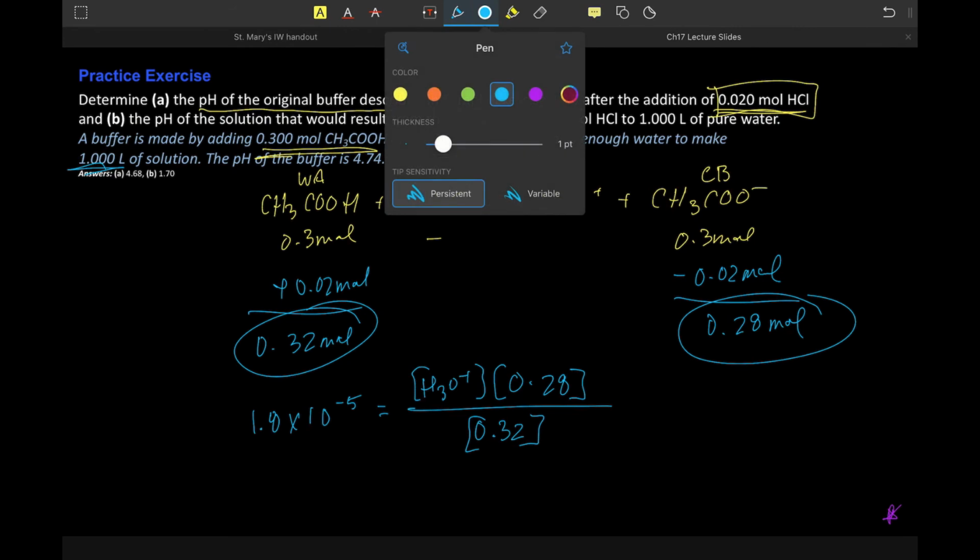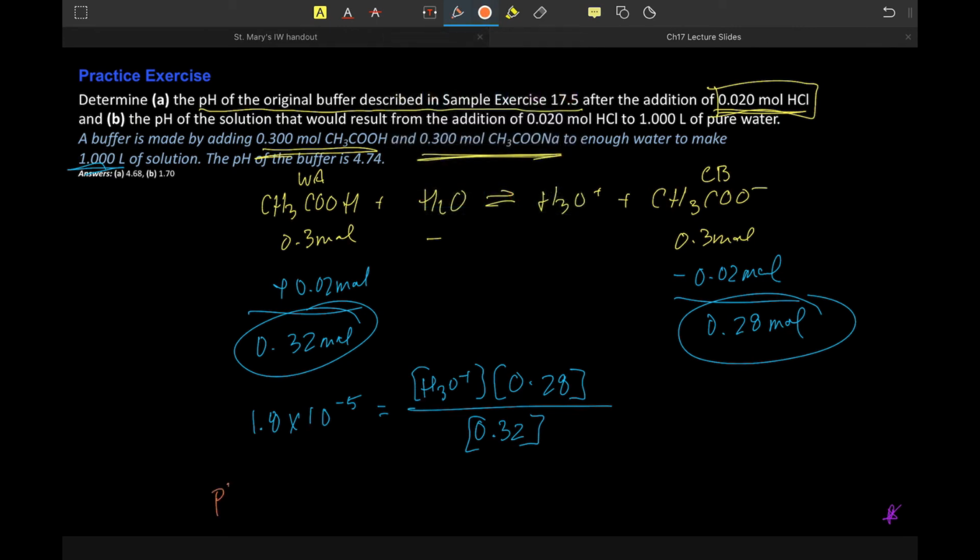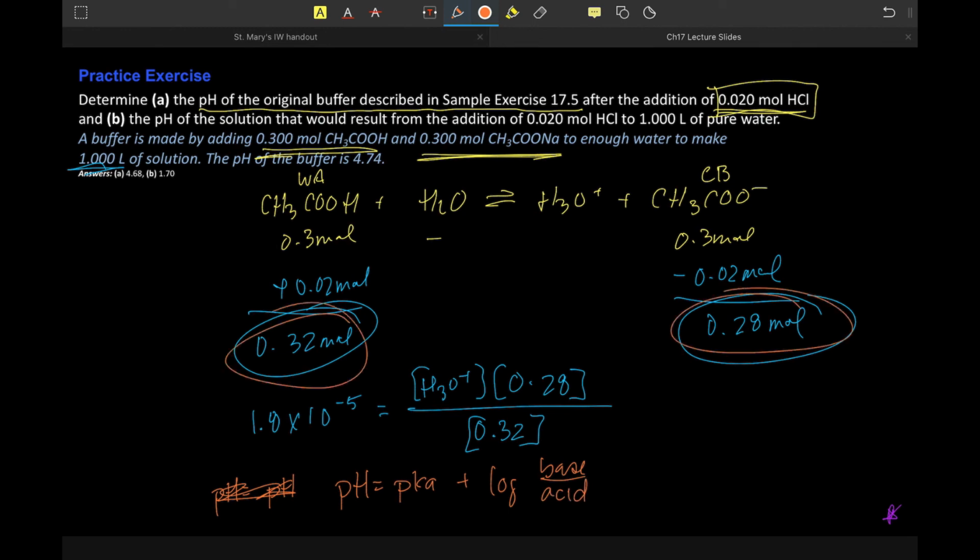Alternatively, right, if you were so inclined, you could use the Henderson-Hasselbalch, which says your pH is equal to your pKa plus log of base over acid, right? And then you just need to bear in mind, this is your base, this is your acid, and make sure you do your pKa there, right? And that would work also.